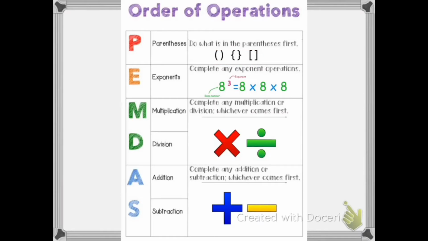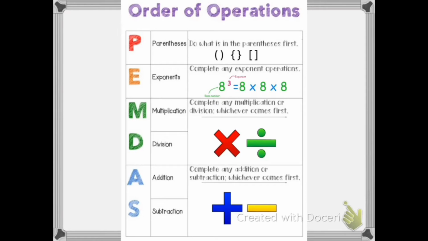The next step are exponents. So exponents are these tiny little numbers right here. You can see it, that tiny 3 is an exponent. And what that exponent tells you is that you take the base number, which in this case is 8, you multiply it by itself 3 times. And in this case, 8 times 8 times 8 multiplies out to be 512. So that would tell us that 8 to the third power is also equal to 512.